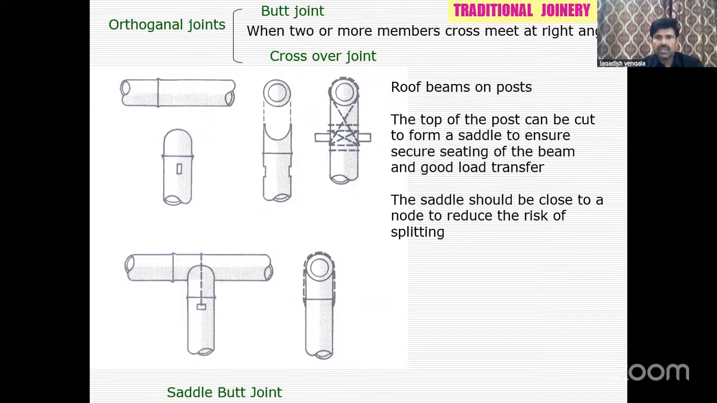So the saddle should be as close to the node as possible, because if there is any force, this node will arrest the splitting. Hence, below the node we put that dowel. If there is any lifting force from the beam, this node portion will definitely arrest the lifting, and the cracking also gets arrested.